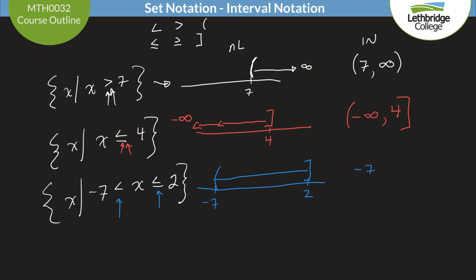Smallest number is negative 7, cannot include it, so I get a curly bracket. The largest number is a 2. It can include because of that equal sign, so I put a square bracket there. All right, hopefully that helps you with the square and curly brackets.